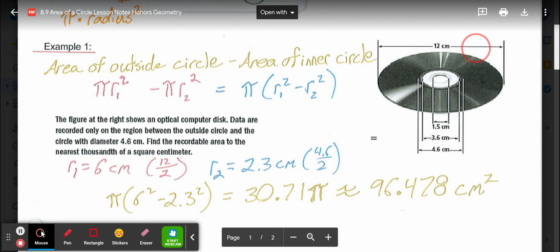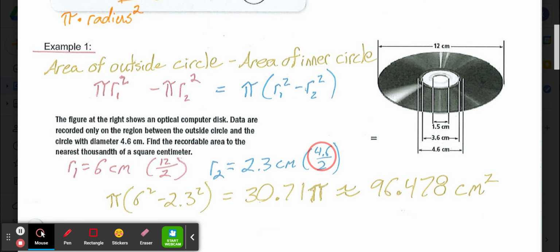So if the outer circle has a diameter of 12, 12 divided by 2 would give us the radius of the outer circle being 6 centimeters. Then we knew that for the inner circle, we're looking at the one with the diameter of 4.6. So we divide that by 2 to get its radius of 2.3.